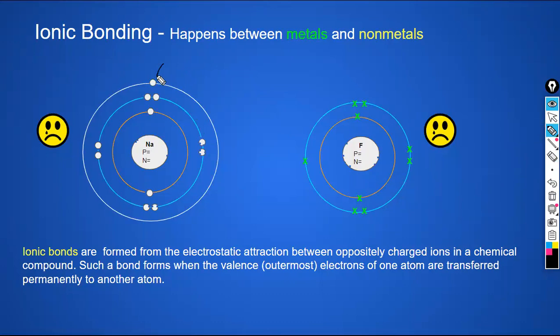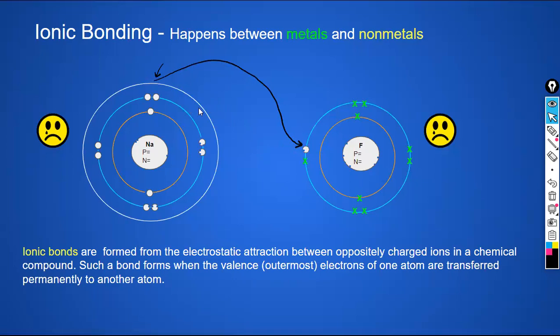Keep your eye on this electron here. Remember, for sodium to be happy, he needs to get rid of this 1 electron because it's easier to get rid of 1 rather than gain 7. He's going to take this electron and give it to who? Fluorine, because fluorine just needs 1 more to be happy. He's going to disappear, reappear.